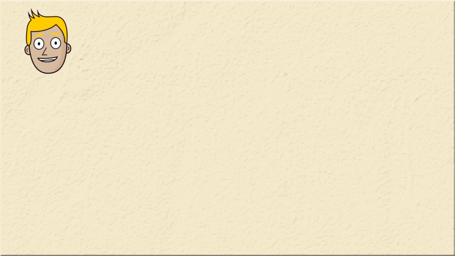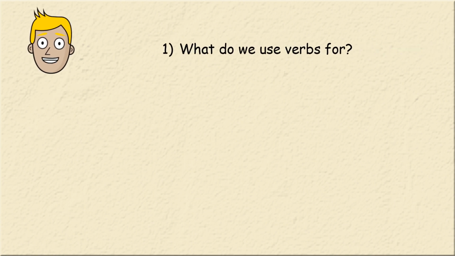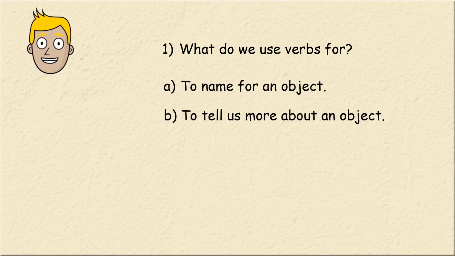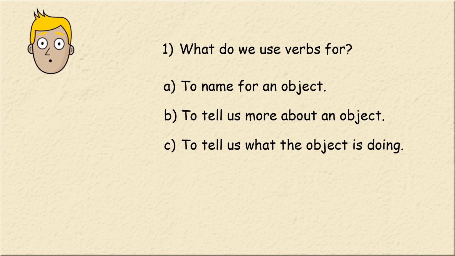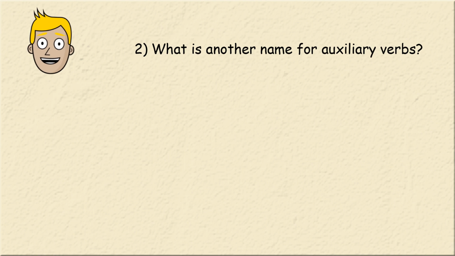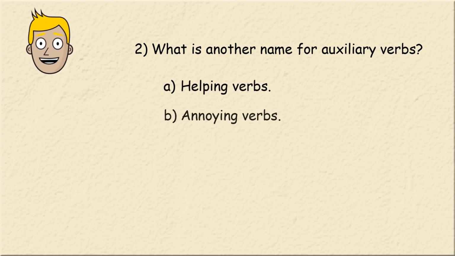Alrighty, let's answer some questions. Question 1. What do we use verbs for? Is it A, to name an object, B, to tell us more about an object, or C, to tell us what the object is doing? Question 2. What is another name for auxiliary verbs? Is it A, helping verbs, B, annoying verbs, or C, modal verbs?